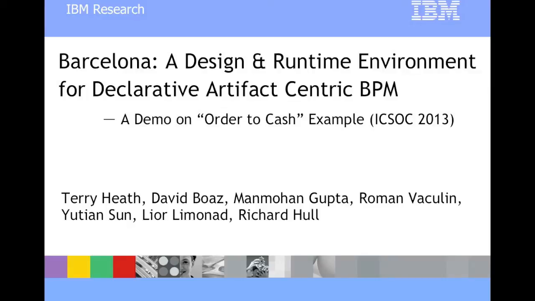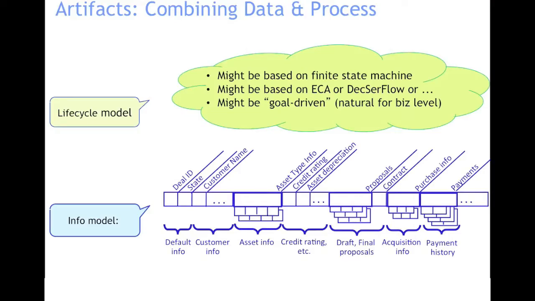In this demo, we will talk about a business process engine called Barcelona. Barcelona is a design and a runtime environment for modeling and executing artifact-centric business processes. Let's begin by understanding what an artifact is.